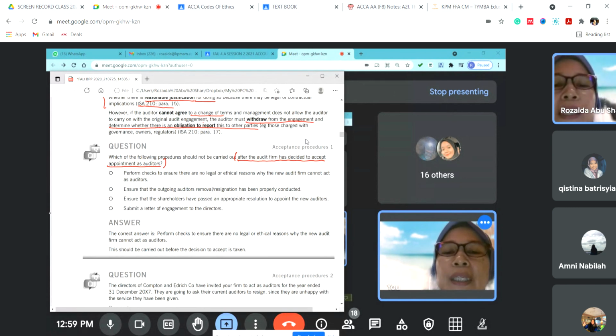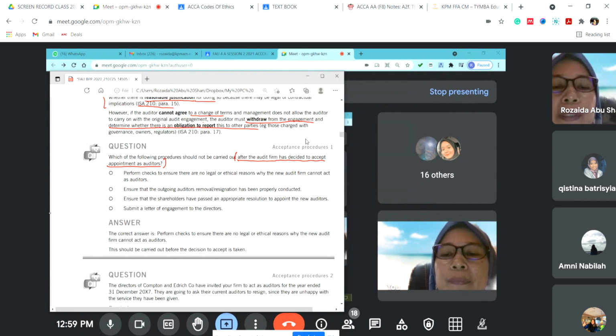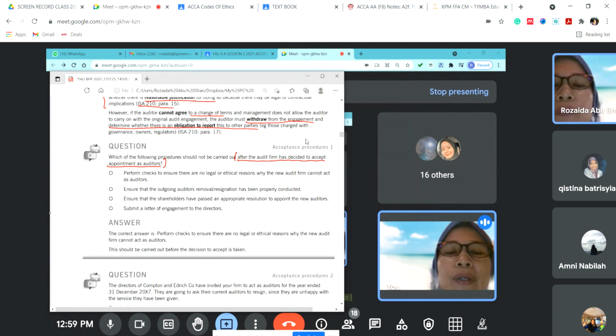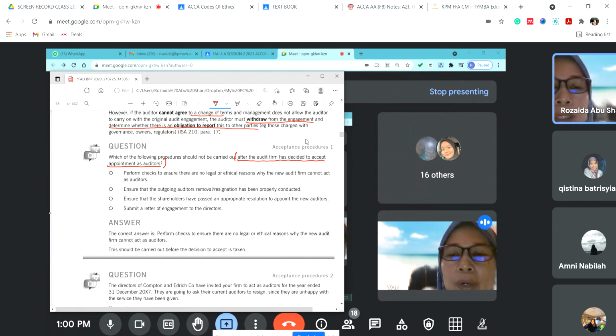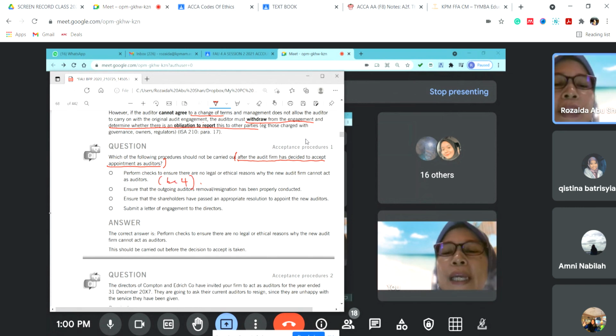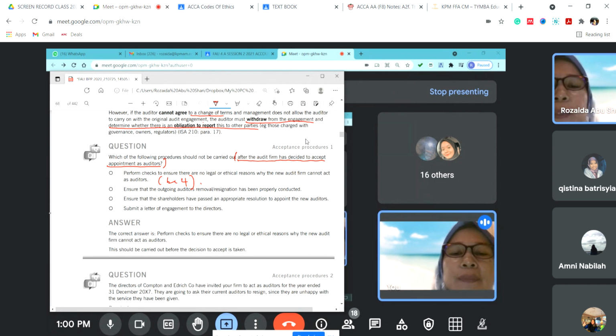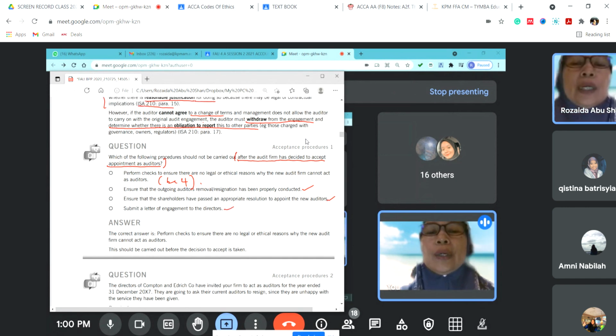So this one should happen after or before? Before. Okay, perform check to ensure there is no legal or ethical reason why the audit firm cannot act as an auditor. This one? Before. Before. Ensure that the outgoing auditor's removal or resignation has been properly conducted. So this is after. Ensure that shareholders have passed an appropriate resolution, after, and submit a letter of engagement, after. Okay, so when you read this book, you must properly know which one is done before and which one is done after.